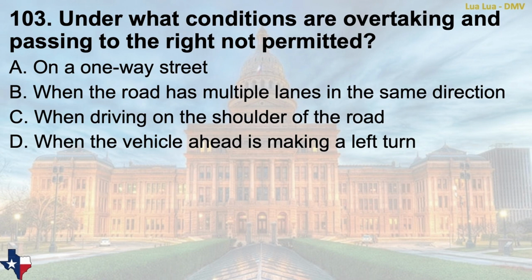Question 103. Under what conditions are overtaking and passing to the right not permitted? A. On a one-way street. B. When the road has multiple lanes in the same direction. C. When driving on the shoulder of the road. D. When the vehicle ahead is making a left turn. The correct answer is C. When driving on the shoulder of the road.